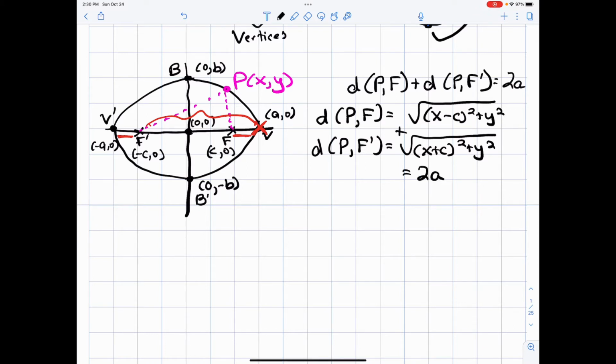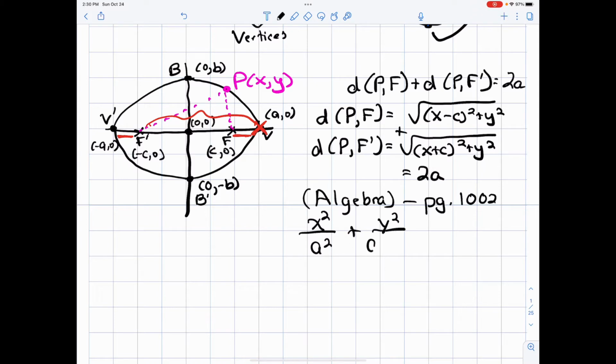Well, you can do some algebra. I'm not interested in working out this algebra for you. But if you want to, you can reference the current textbook, page 1002, which does this algebra, and you can see it. But you end up with x squared over a squared plus y squared over a squared minus c squared equals 1. So you're almost there. You're almost to that general equation that we need for an ellipse.